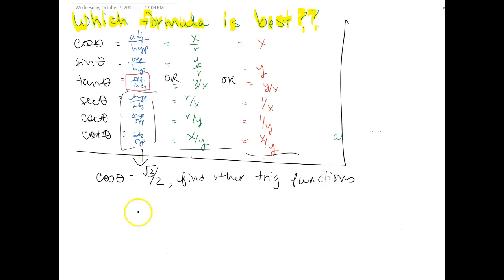We really could. We could draw the triangle. We could label opposite, adjacent, hypotenuse. We can stick this somewhere, we can stick that somewhere. But there's a much faster way if you know the circle.